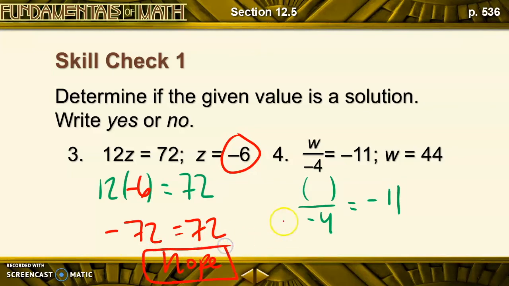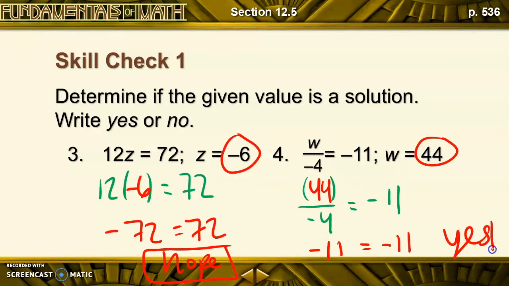This is not a solution. The answer for this one would be no. For this problem, if I plug in 44 for w, 44 goes there, and I go ahead and divide. 44 divided by -4 is -11. And does -11 equal -11? Yes. So is it a solution? Yes. So again, we're just going to be evaluating and answering the question, is it true?